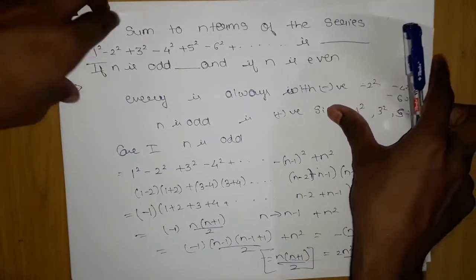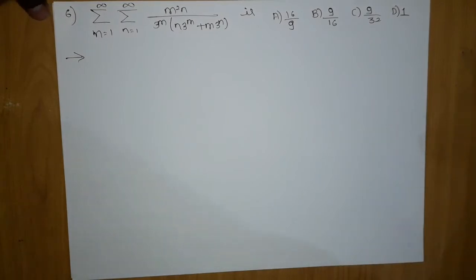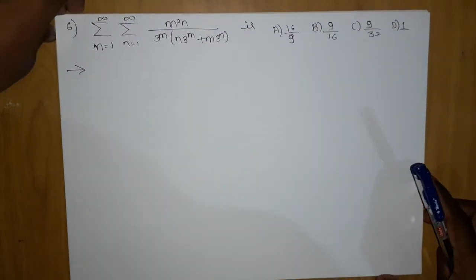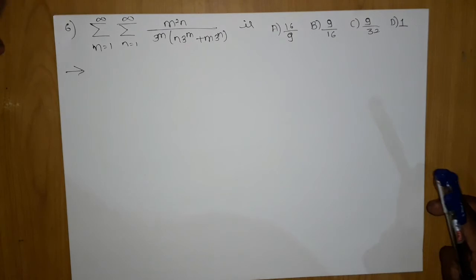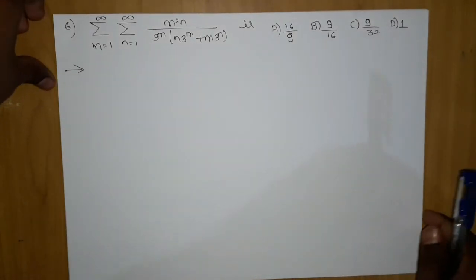Let me get the paper. So the next problem is this. The next problem is this, which is an advanced level problem. This will teach you one more thing: how GP appears in problems of high level.